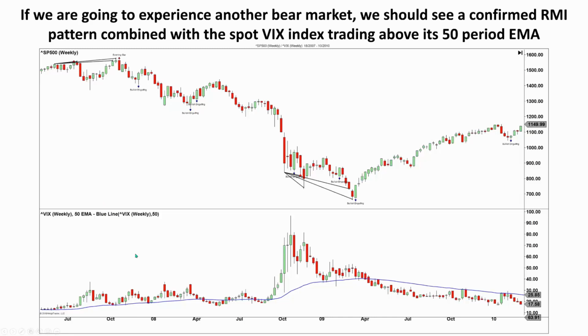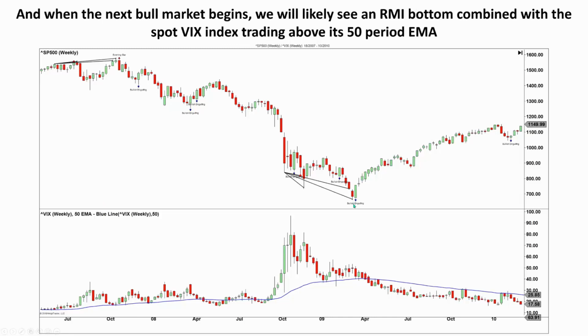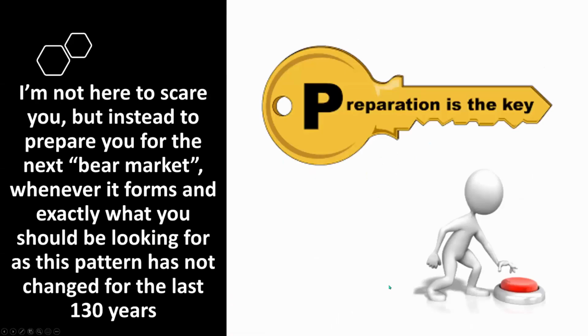Also, when we do see the next bottom out here, we should see the exact opposite pattern. In that bottom, what we'll see is a Rhodes Momentum Indicator bottom pattern. By the way, this is the March of 2009 bottom, and we'll start seeing the spot VIX index trading below its 50-day exponential moving average.